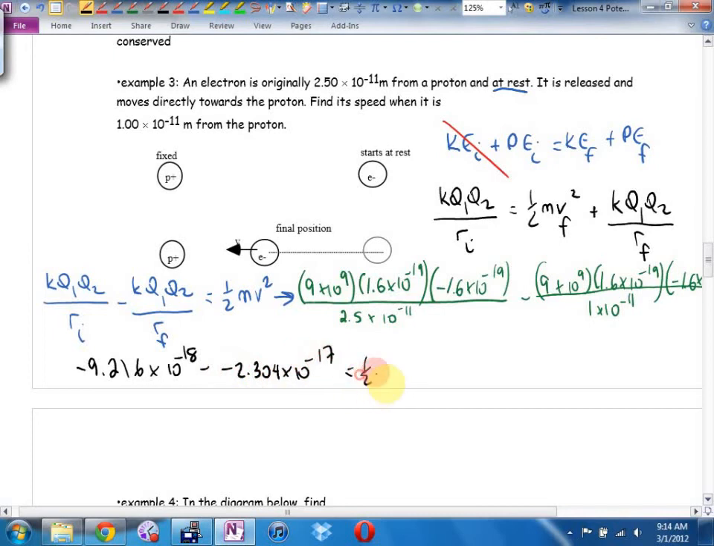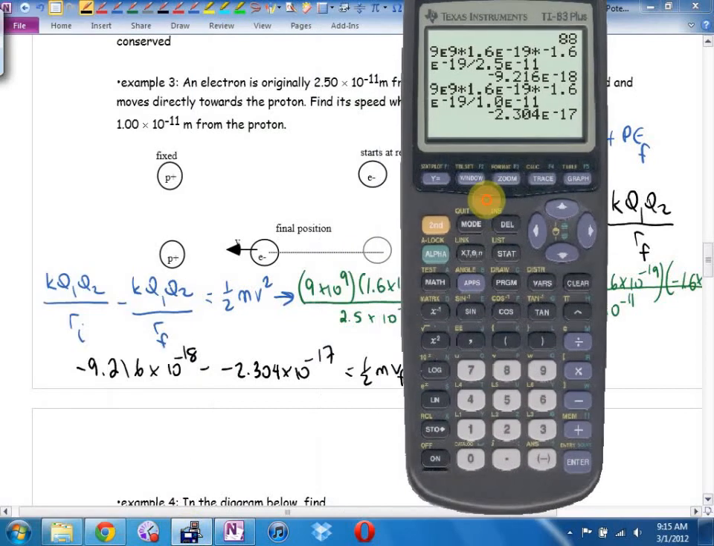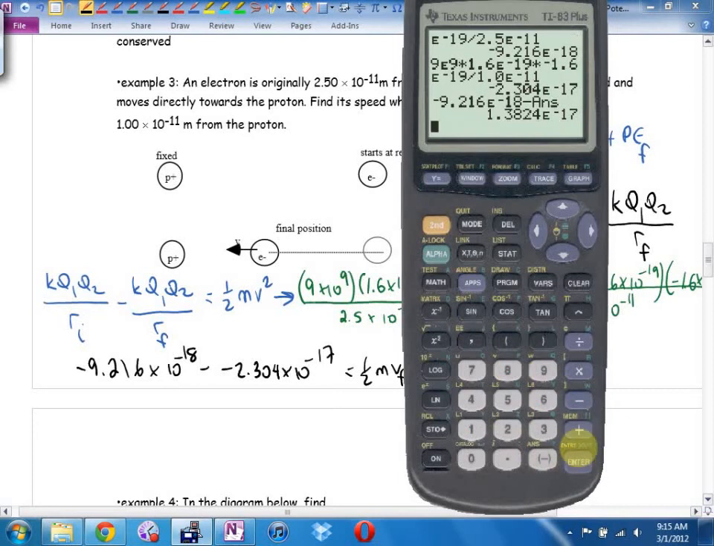That equals a half mv squared. Kayla, by the way, what's a minus minus the same as? Okay, see, the first negative came from this, and that negative came from that negative right there, so it's okay. I'm going to crunch this. Negative 9.216 times 10 to the negative 18 minus my last answer. When I go initial minus final, I get 1.3824 times 10 to the negative 17. Is that right?